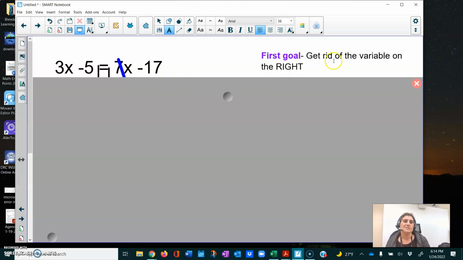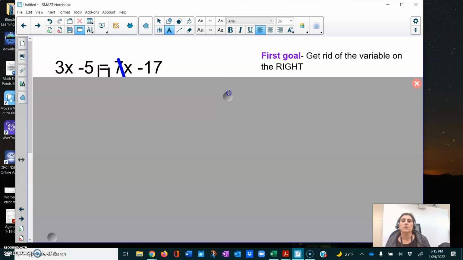So the first goal is to get rid of the variable on the right, because remember, all my variables need to go to the left. And remember, my variable is anything that has a letter or symbol. They could put a smiley face next to this number, and that's a variable. It's a symbol, something that's unknown. We don't know what it is, so it's a variable.